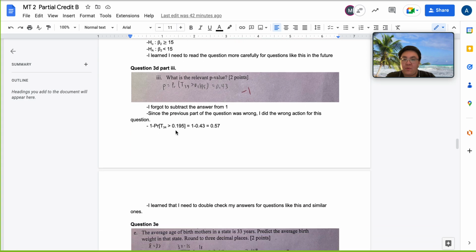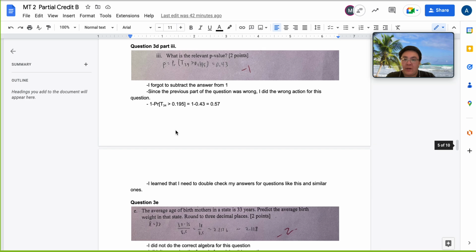For question 3D part 3, what is the relevant p-value? Here I simply forgot a step, but you are supposed to subtract this answer from 1. So it is supposed to be 1 minus the 0.43, which would equal 0.57.